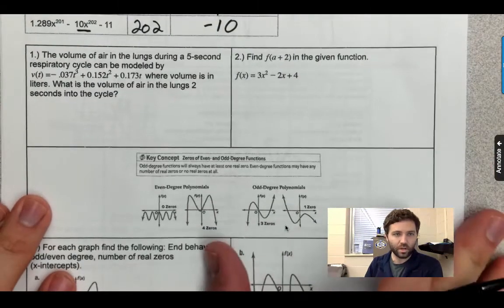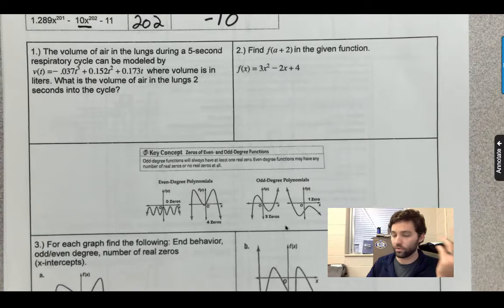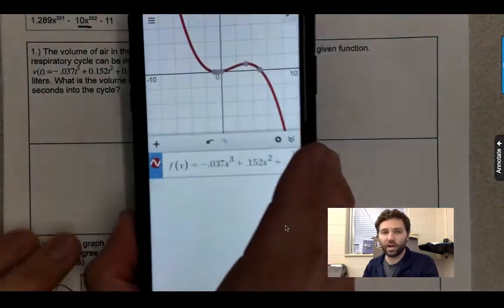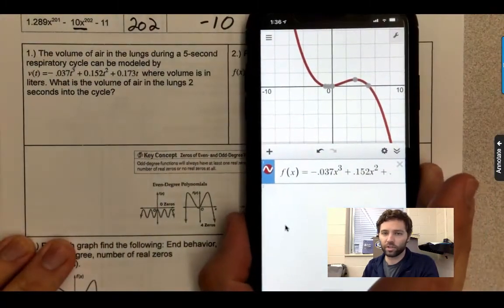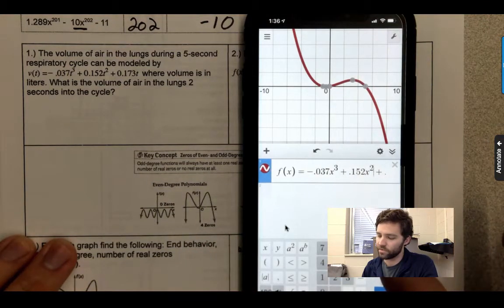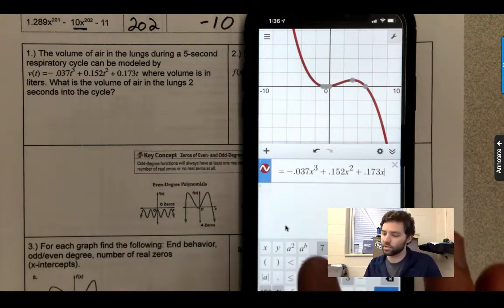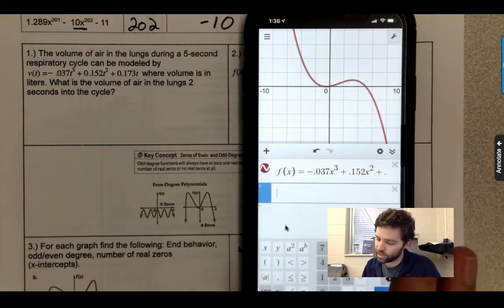All right, moving on. The volume of air in lungs during a 5-second respiratory cycle can be modeled by this function where volume is the output and t is in seconds. And so we want to find, using this function, the volume of the air in the lungs 2 seconds into the cycle. So here's a great application of a cubic function, a third power polynomial. I've got this written up in Desmos here already, and the graph doesn't matter so much, but what I did want to show you is that if you type it in Desmos in f of x notation, you don't have to plug in 2 everywhere you see a t. You can just put in f of 2, and Desmos will compute it for you.